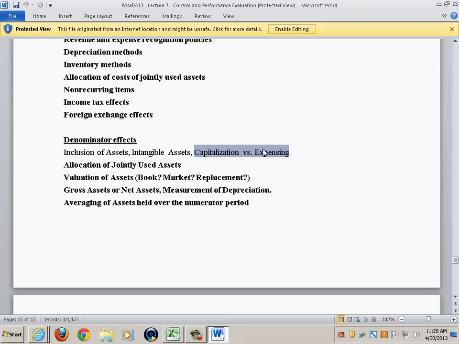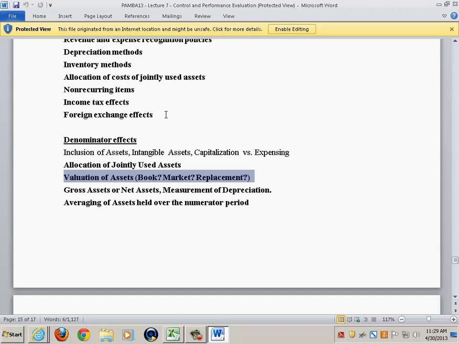Allocation of jointly used assets, if you talk about return on investment of investment units within the organization. Now very importantly, let's assume we agree on what assets we include in the denominator. The next very important question is, how do we value those assets? We have to assign them a dollar value. There are many alternatives.